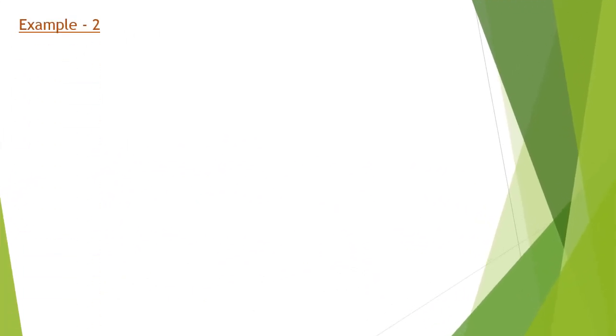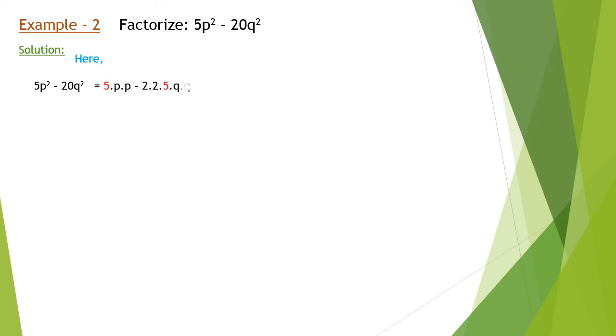For example 2, it will be similar to the previous example. Now first, keep in mind we have to apply the concept, the idea of type 1 section A. 5p square minus 20q square. Now we just have to focus on only this. The factorization will be 5 . p . p and 20 is 2 . 2 . 5, q . q. It is a factorization of this.